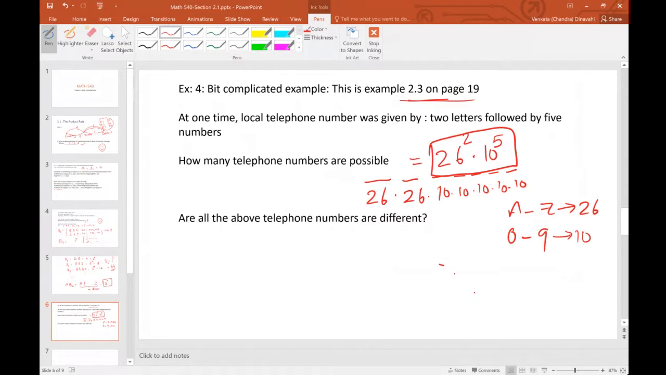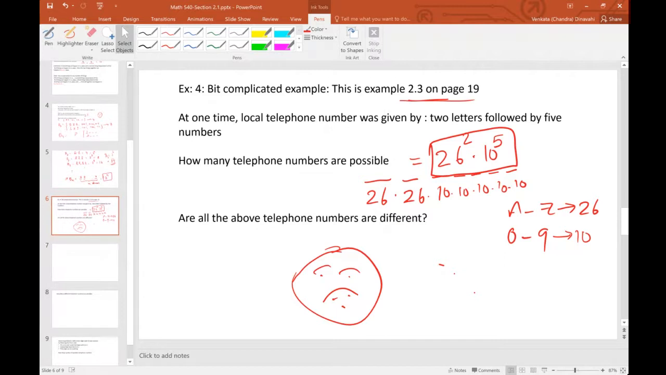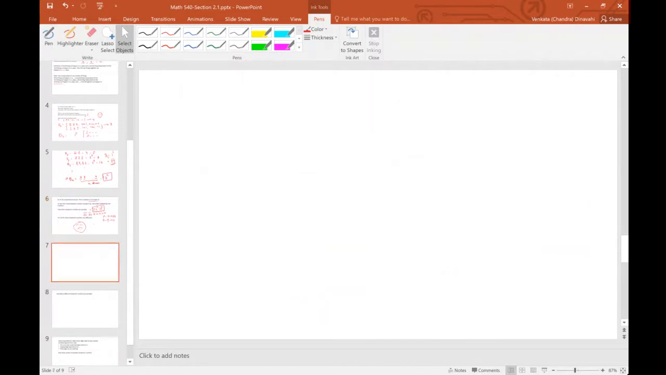Now let us complicate this further, shall we? Now I am asking how many different telephone numbers are there? That means I'm saying all these telephone numbers are different. What do you think? Again, from my tone, you can understand that all these telephone numbers are not different. I will explain why. If you want to understand why, let us look at the telephone pad.